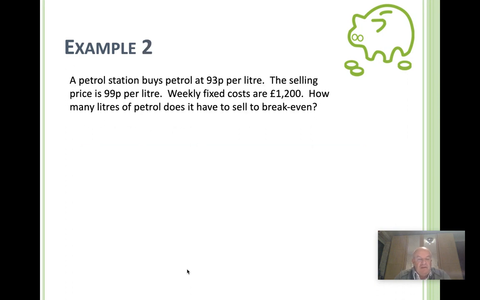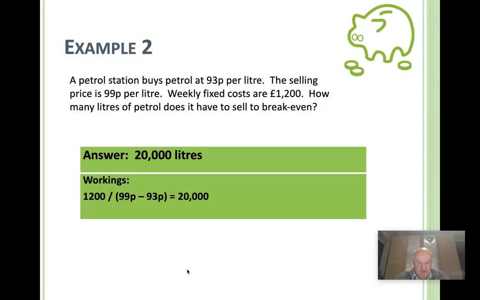Okay. In this instance, we've got a petrol station that's buying petrol at 93p per litre. Selling price is 99p. Weekly fixed cost of 1,200. How much does the petrol station need to sell to break even? In this instance, that would be 20,000 litres, okay, because we've got £1,200 as our fixed cost. We've got a contribution, basically, per unit of 6 pence. So then, essentially, if we divide 1,200 by 6 to calculate the amount of units that we would need, it would be 20,000 litres that we would need to sell in order to break even.